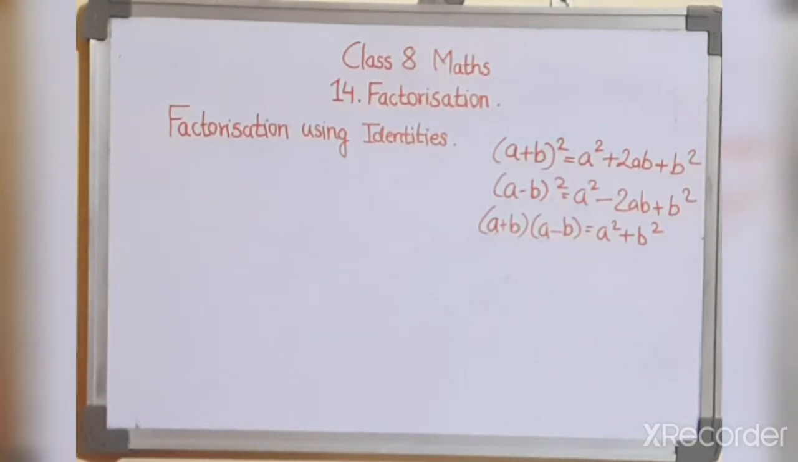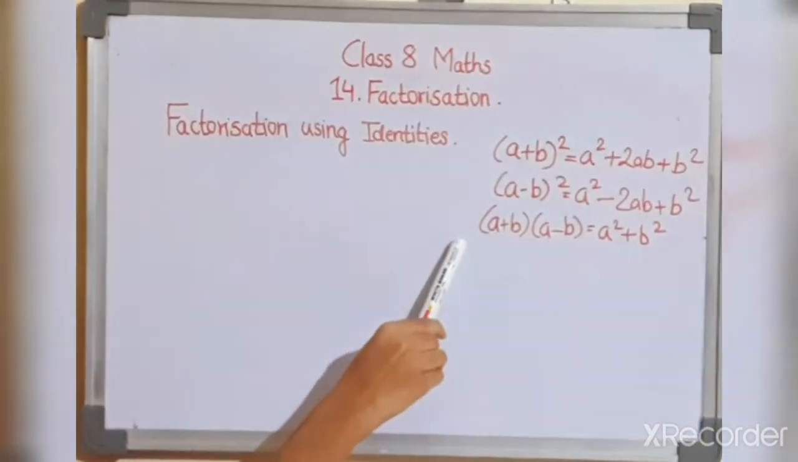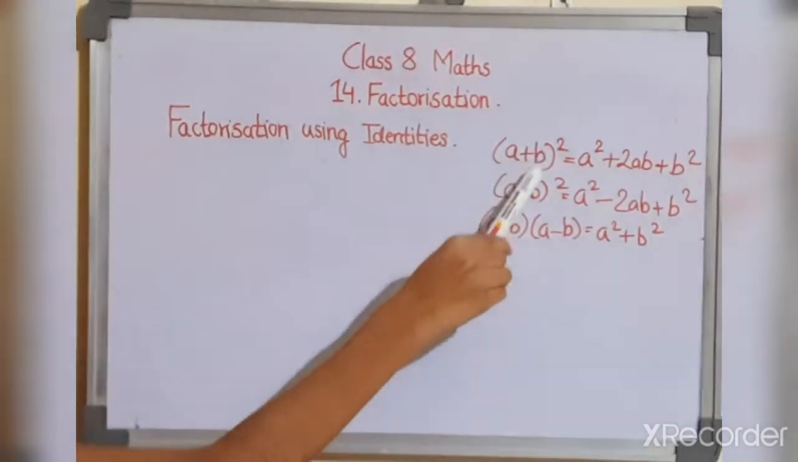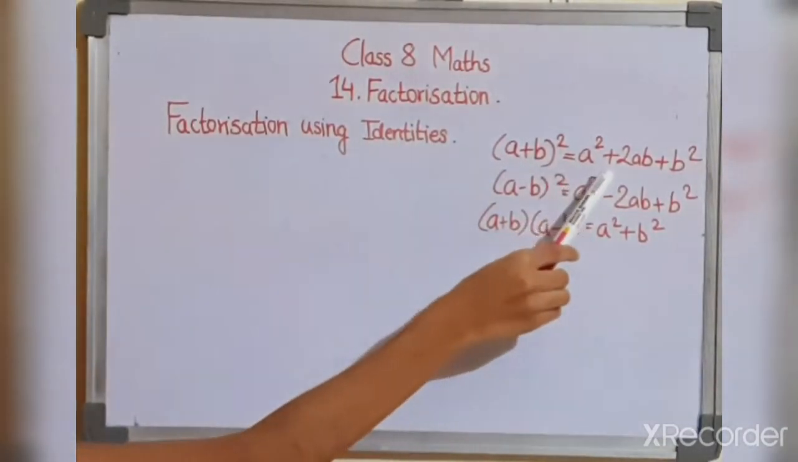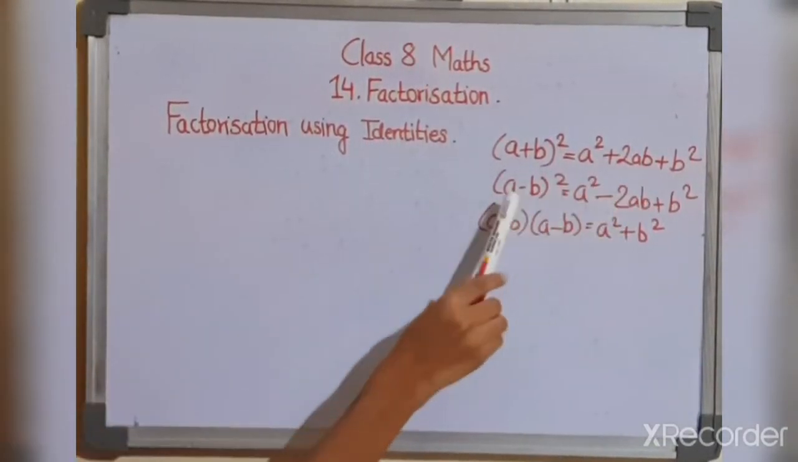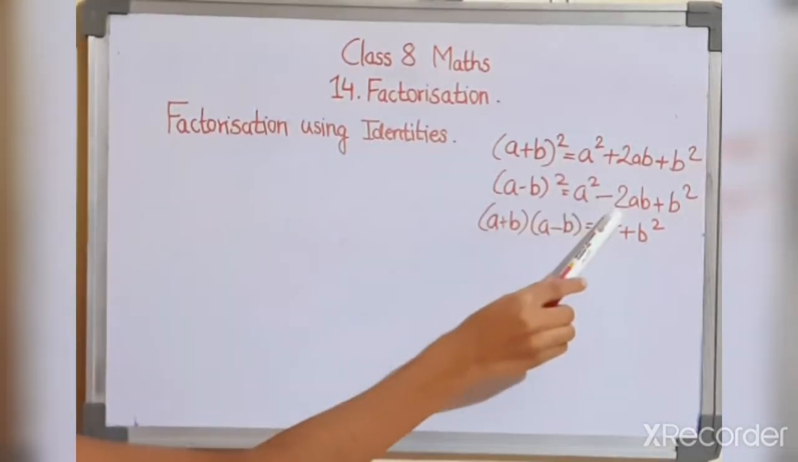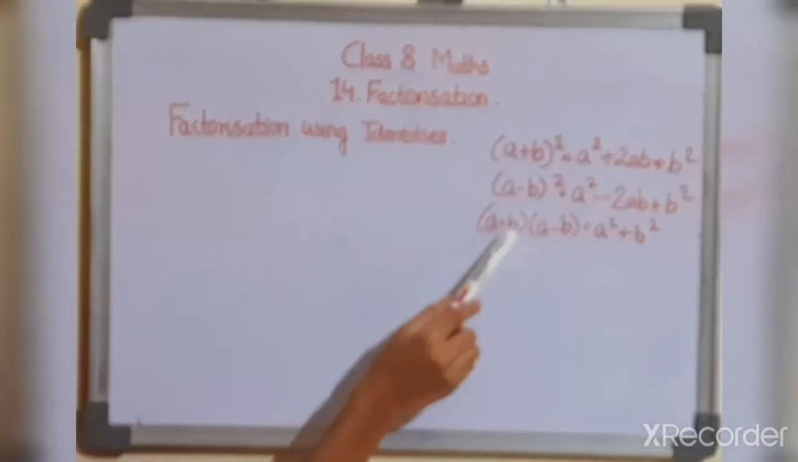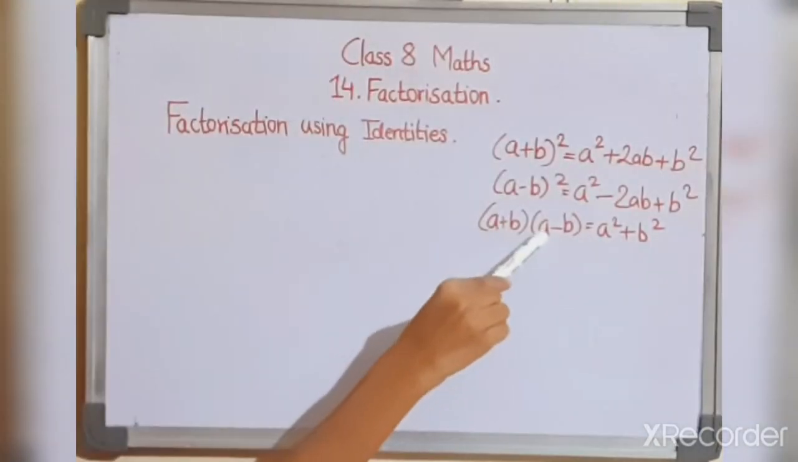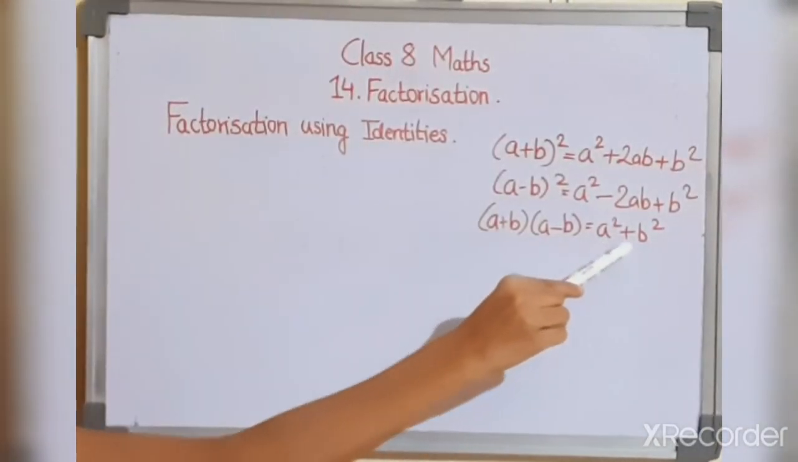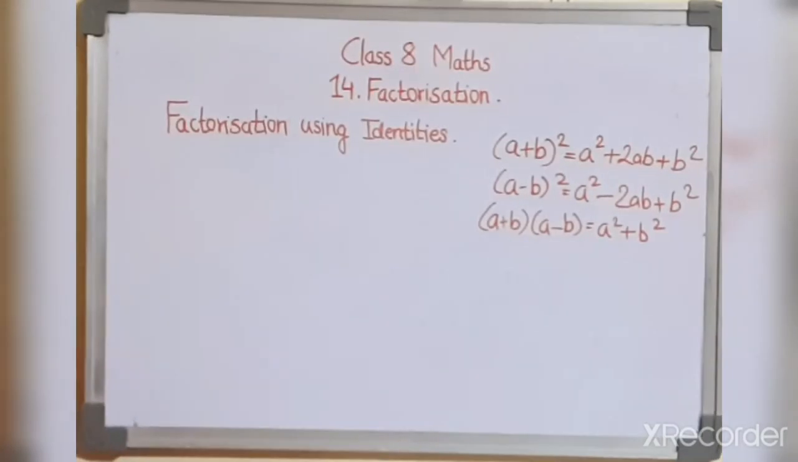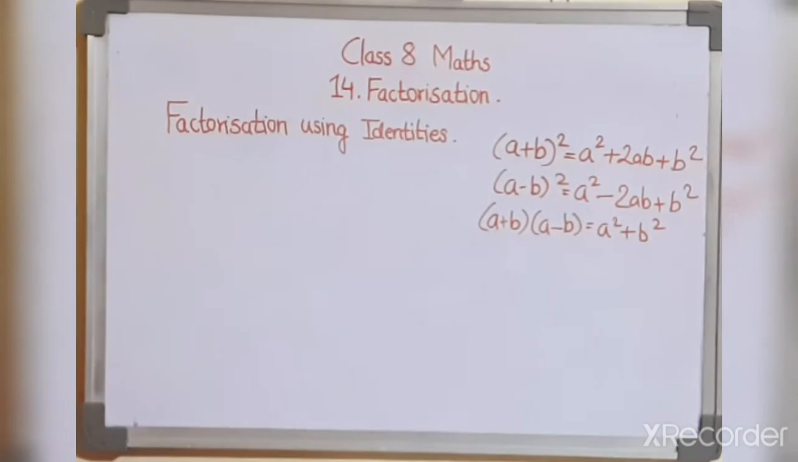So we know that some of the identities are given, which are: (a plus b) whole square is equal to a square plus 2ab plus b square. Then (a minus b) whole square is equal to a square minus 2ab plus b square. Then (a plus b)(a minus b) is equal to a square minus b square. So using these identities, we are going to factorize the expressions given. So let us see how it can be done.